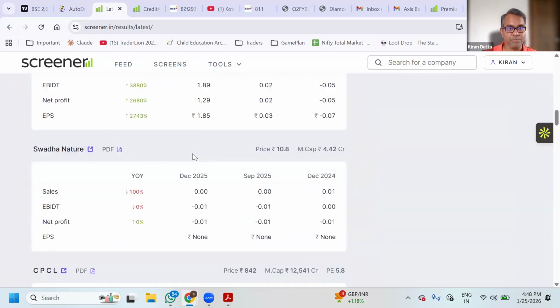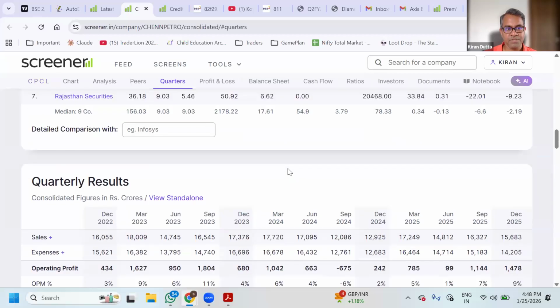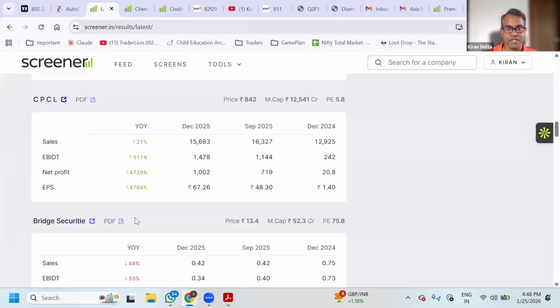Okay, we will see, might be make a list of what are the stocks that could move on Tuesday. Okay, we will see how it will move. CPCL, right? What is CPCL? CPCL is Chennai Petroleum Corporation. Chennai Petroleum Corporation gave stellar set of results, right? It's also 12,500 crores. Okay, just make a note.